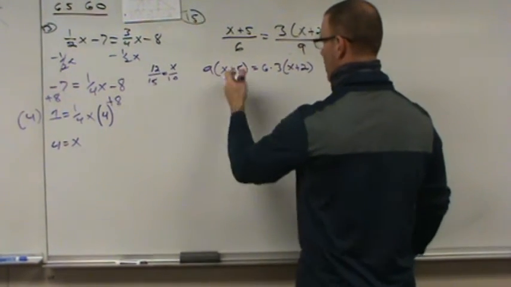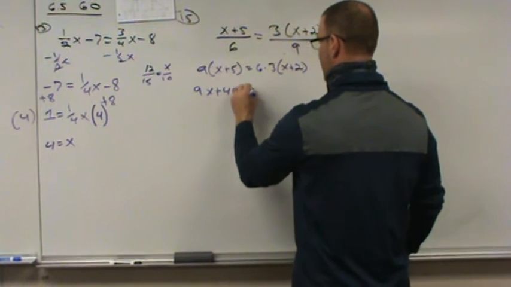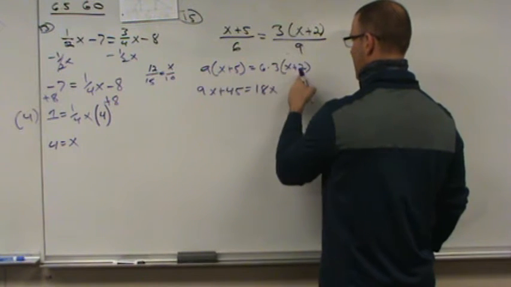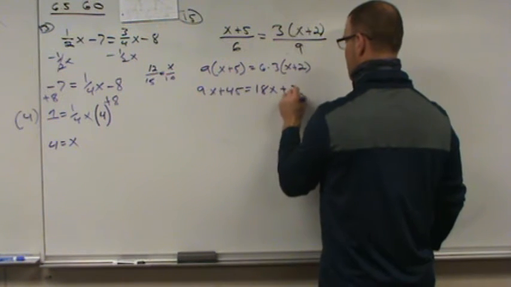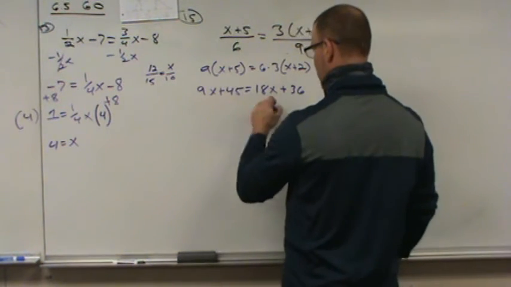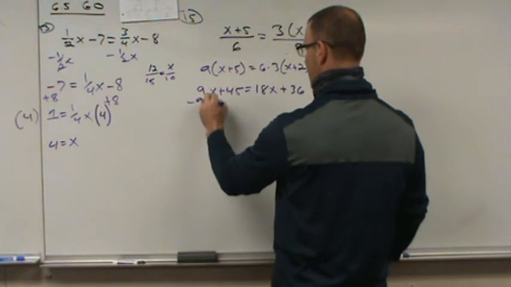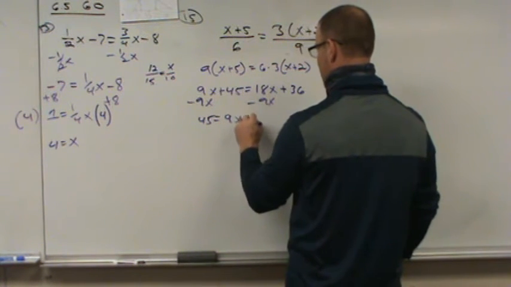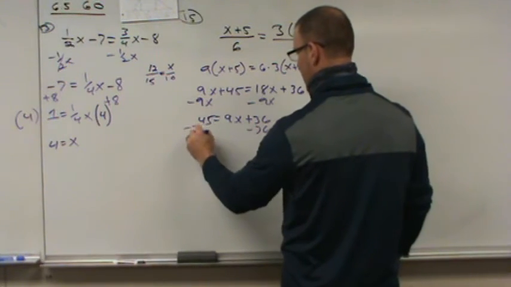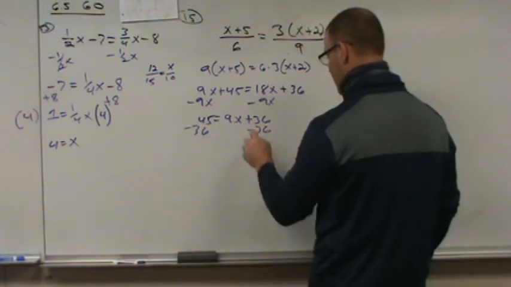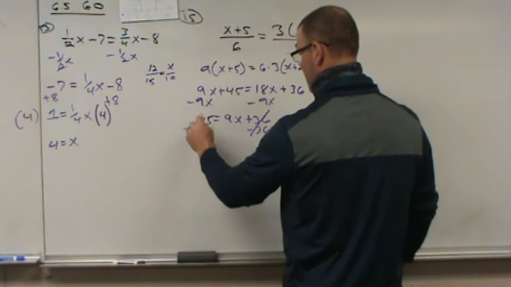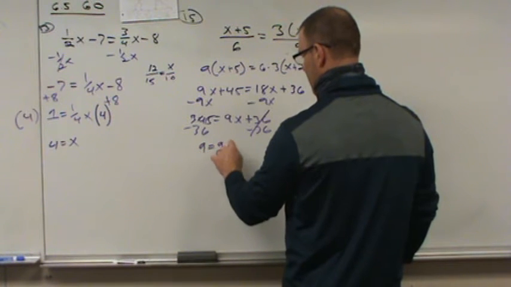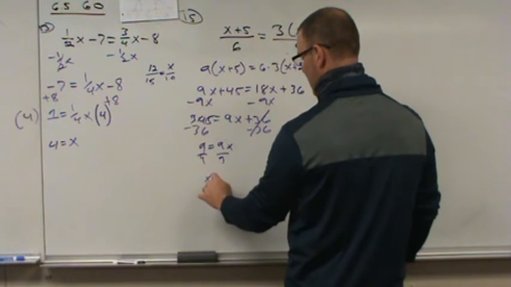Now you could do this the long way and you could distribute. 9x plus 45 is equal to 18 times x is 18x. 18 times 2 is 36. You could do it this way. Well, if we continue, it's a whole lot of moving things around. It's 9x, 9x, so 45 is equal to 9x plus 36 minus 36, right? I know I'm going through it fast. If you need to, pause it. 45 minus 36 is 9. 9 equals 9x, and divide by 9, and x is equal to 1.